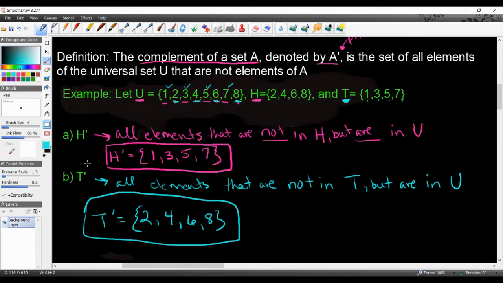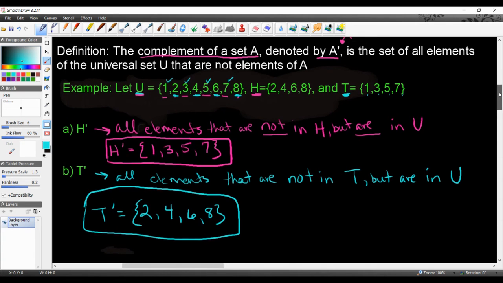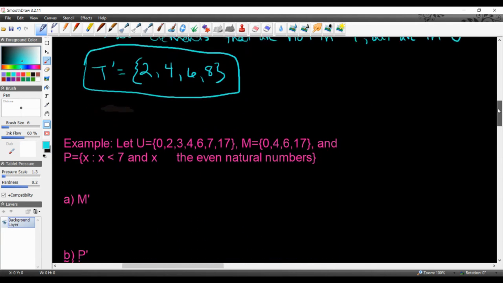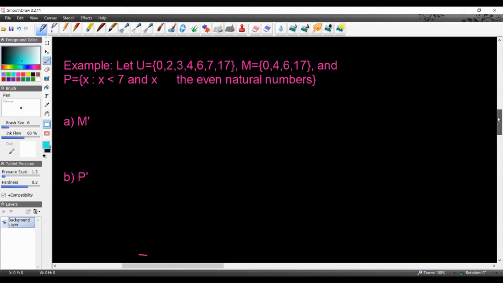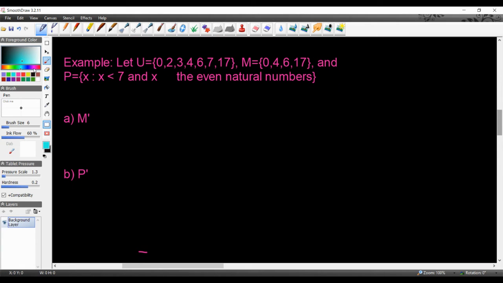Okay, so what's usually going to happen is your universal set will be defined. So in this case, our universal set was all this, and then you'll be given the other set, and they'll say what's not in here that is in here. Okay, that's it. So let's go ahead and move on to another example. It's a little more complicated. Okay, here we have that U is equal to all of this now. So this is the set that is our universal set.